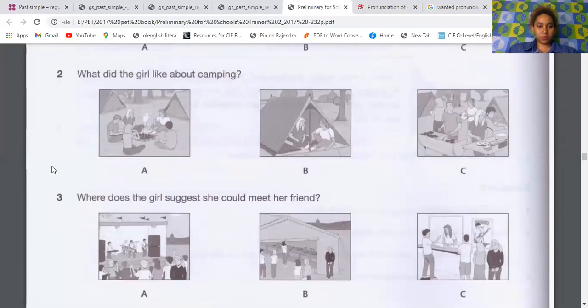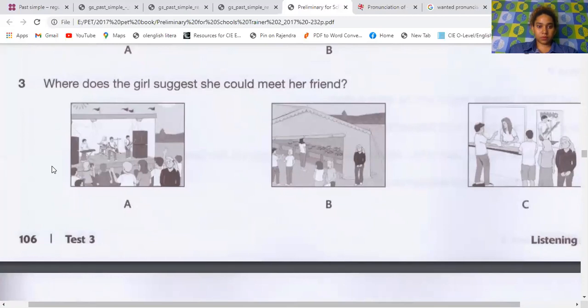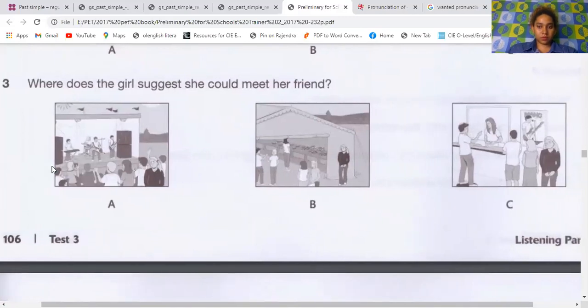3. Where does the girl suggest she could meet her friend? Hi, Elena. It's me, Stephanie. I'm calling about the festival in City Park tomorrow. I'm going with my sister, Claire, but it would be great to see you there. I thought we could meet by the ticket office, but Claire says it'll be too crowded. She says a good place would be by the tent where they're selling food and drinks. That's the other side of the stage where the bands will play. So would 1 o'clock be okay for you? Text me to say what you think. Bye.